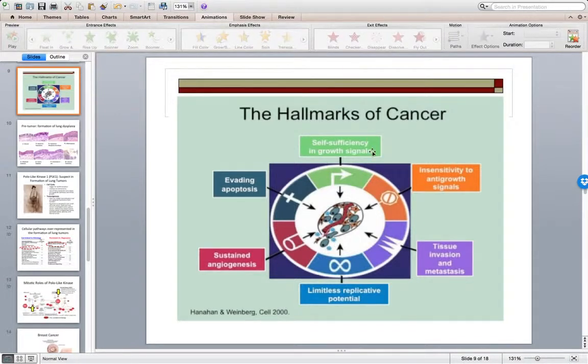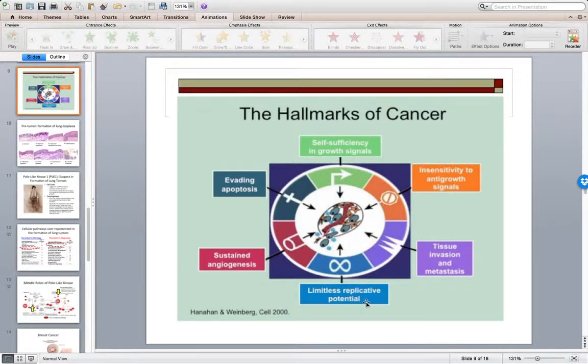So here are some of the hallmarks of cancer. It's able to give itself signals to grow. There's an insensitivity to anti-growth signals. So basically the cancer ignores the cops. It has the ability to basically leave the tissue where it was formed and spread.